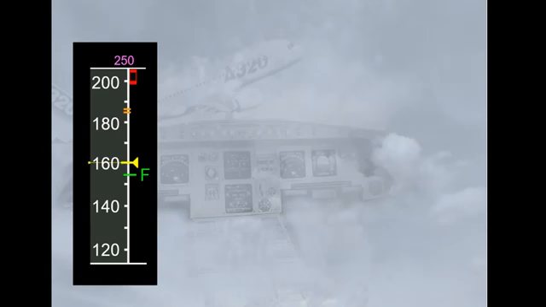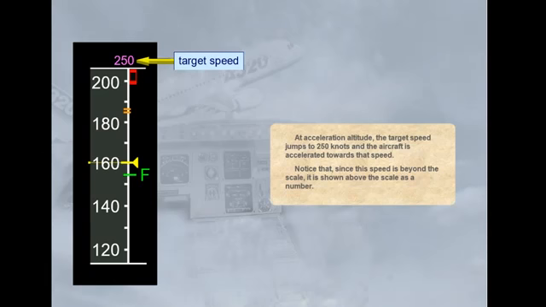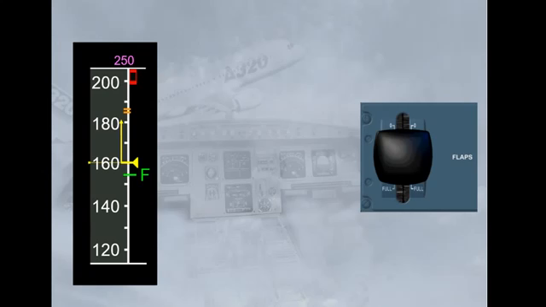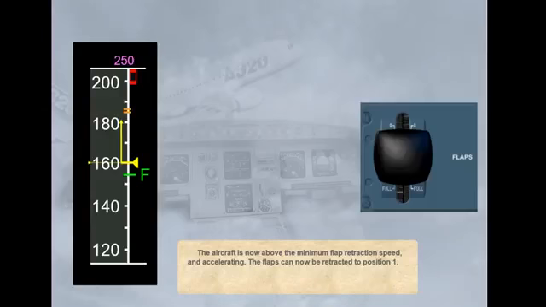At acceleration altitude, the target speed jumps to 250 knots, and the aircraft is accelerated towards that speed. Notice that, since this speed is beyond the scale, it is shown above the scale as a number. The aircraft is now above the minimum flap retraction speed and accelerating. The flaps can now be retracted to position 1. Click on the flap lever to select position 1.